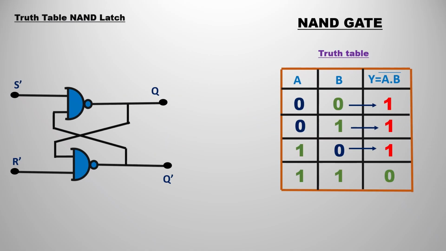After obtaining it, we should first know the NAND truth table, so that we can understand and implement the truth table of the SR latch. In the NAND truth table, if any of the inputs is 0, the whole output becomes 1. This is a very important point that you should know. If any input is 0, the whole output becomes 1. So let's see the truth table of the NAND latch also.